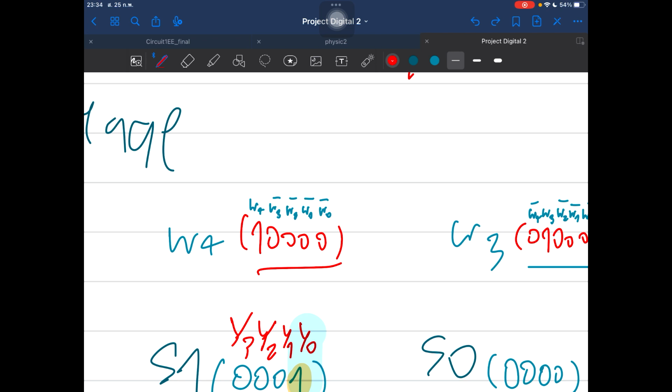In each bit, each name goes inside, like this: W4, W3, W2, W1, W0. When W4 is 1, then write W4. But when W4 is 0, then we will write W4 that. Like this. When W3 is 0, then W3 that. 0 here too. All of them 0, then W3, W2, W1, and W0 is 0.